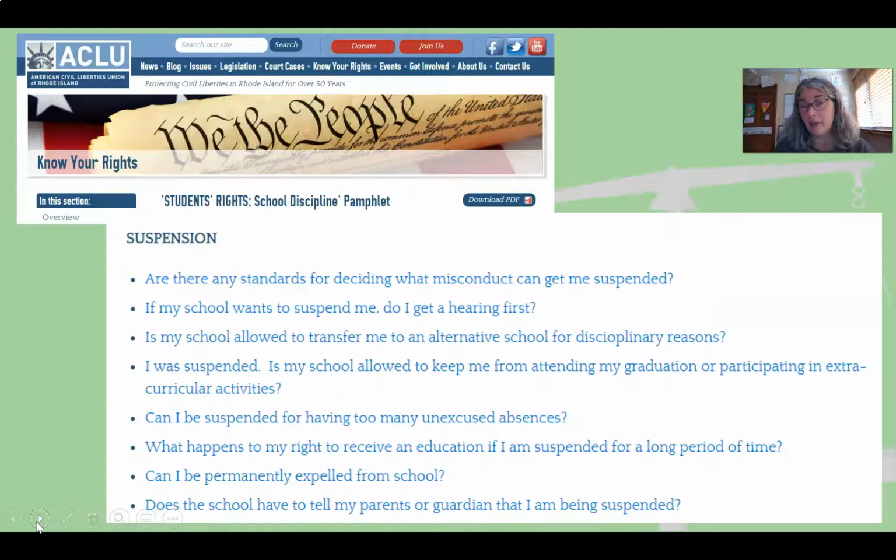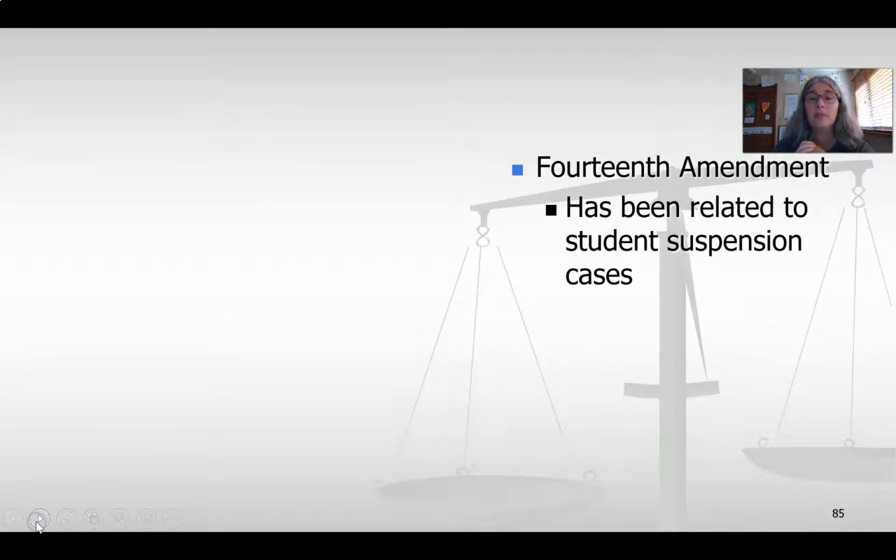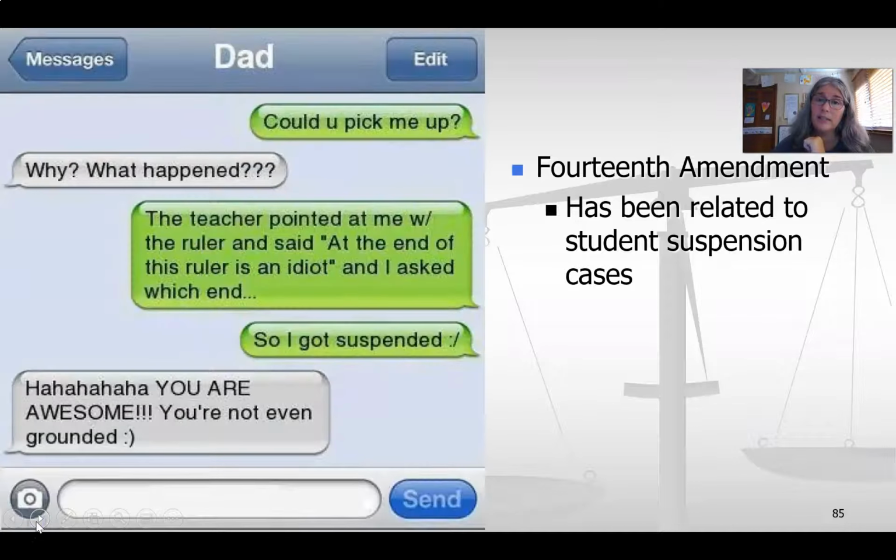In fact, the ACLU has a whole section on their website giving students information about due process that is owed to them when it comes to suspensions. The 14th Amendment has also been related to, as I just alluded, student suspension cases. And student suspensions is kind of a sticky topic for a lot of reasons. There are a lot of psychologists who say, well, if the point of schools is education, should you really be suspending students? Because then you're depriving them of an education.